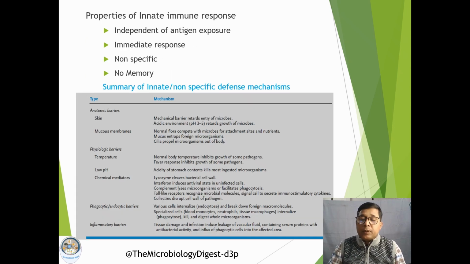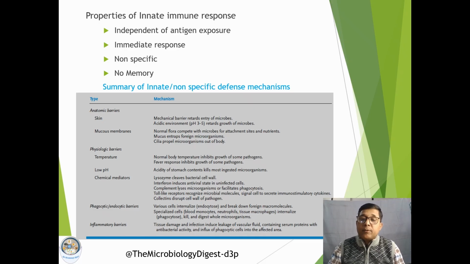Now, what are the properties of innate immune response? So, innate immune response, as already we have discussed, is independent of antigen exposure. Means innate immune response does not require any previous exposure to antigen. Then it is an immediate response. The body responds immediately to an antigen. Maybe within hours, this response comes into place. Then this is non-specific, also otherwise called non-specific immunity.